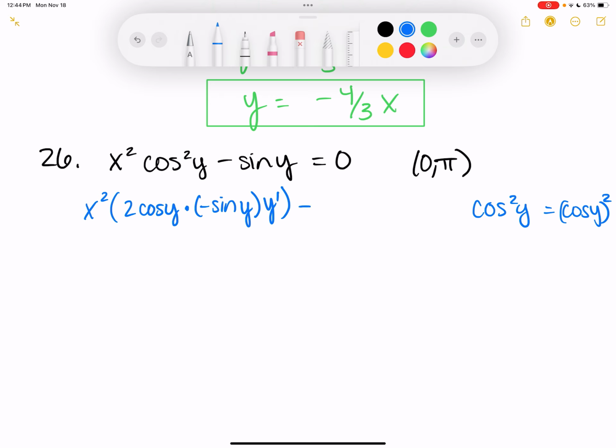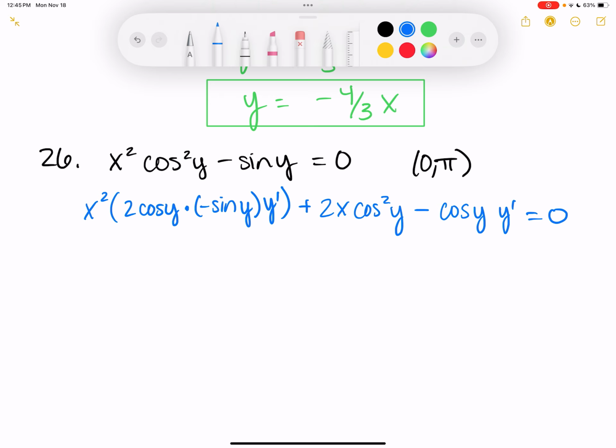And then plus the derivative of the first part, so 2x, and then cosine squared y. Minus, what's the derivative of sine of y? Cosine y times y prime. It doesn't matter if I put the y prime in front of the cosine.